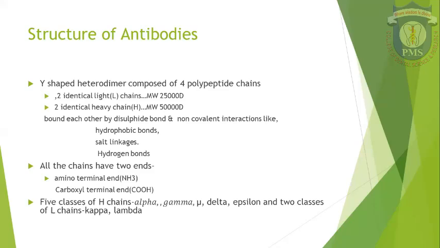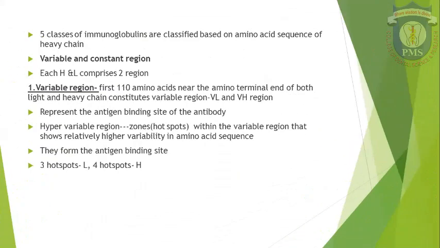All the chains, that is heavy chain and light chain, have 2 ends: an amino terminal end and a carboxy terminal end. There are 5 classes of heavy chains: alpha, gamma, mu, delta and epsilon, and 2 classes of light chain, that is kappa and lambda. Mainly, these antibodies or immunoglobulins are of 5 classes based on the amino acid sequence of the heavy chain. They have a variable and a constant region.